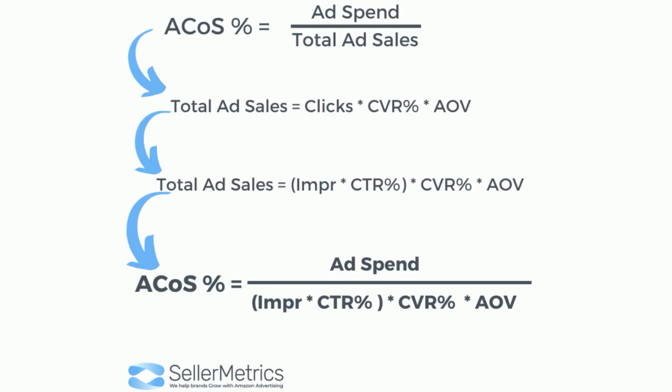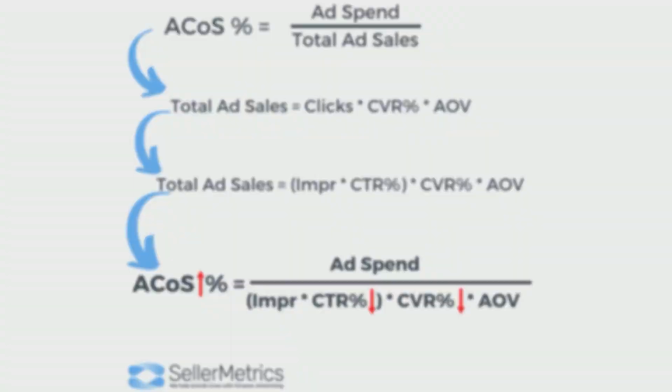How does the decrease in conversion rate and click-through rate affect your ACoS? Quite simply, a decreased click-through rate and conversion rate will decrease your ad efficiency. If we break down the ACoS equation, these two metrics have an inverse relationship to ACoS. If CTR and conversion rate go up, that means the ACoS will go down. On the other hand, if the conversion rate and CTR go down, that means ACoS will go up.